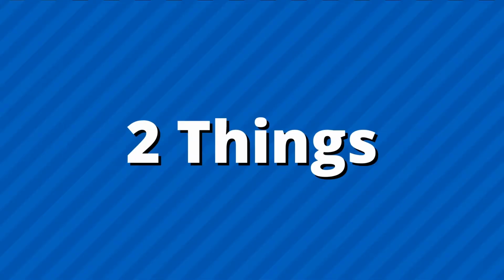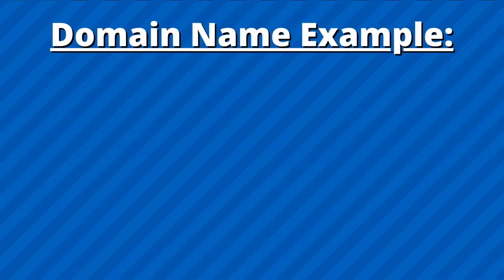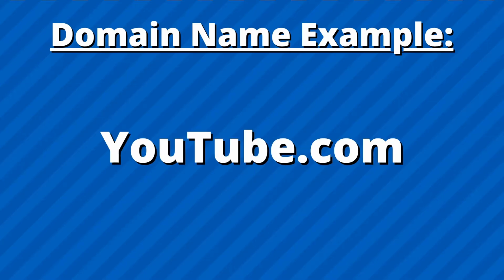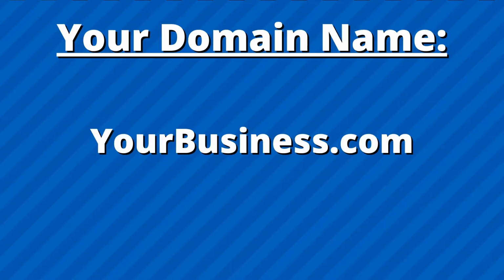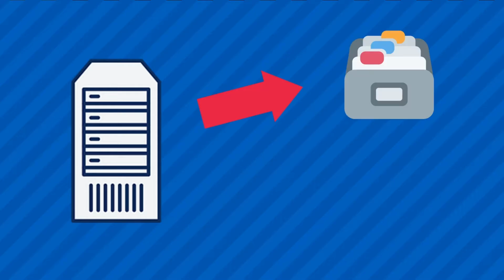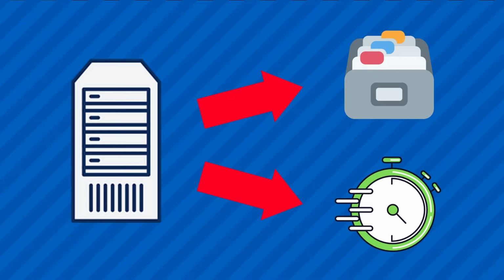In order to have your website up and running, you need two things. The first is a domain name. An example of a domain name is google.com or youtube.com. Your domain name could be yourbusiness.com. The second thing you need is web hosting. With web hosting, you rent out a computer or server from a web hosting company. The server stores your website's files and it also makes sure that your website is up and running 24/7, so people can access your website at any time.